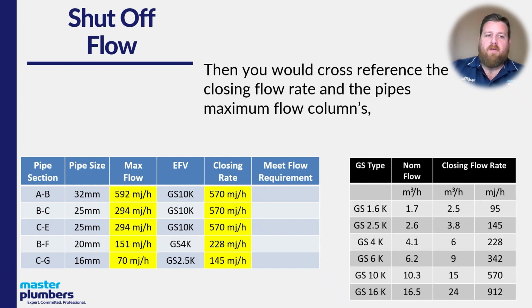Now, because the maximum flow through the pipe is more than the closing flow rate requirement, we're going to be fine. When we have a look at pipe section B to C and 25mm, the maximum flow rate through that pipe is 294 megajoules. It's still protected by the GS10K, which still requires the 570 megajoules an hour of flow. So we know that if you cut that 25mm line in half, it's never going to have enough flow or volume passing through it to isolate and close the GS10K valve.